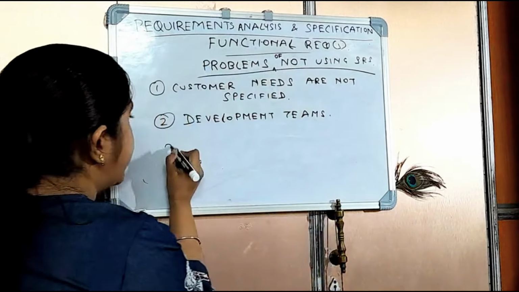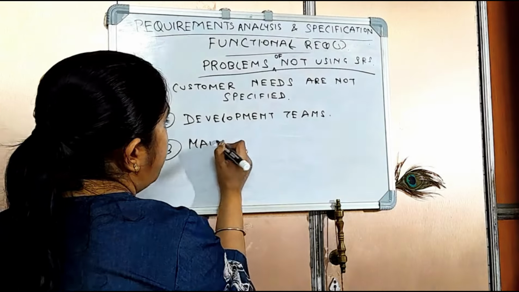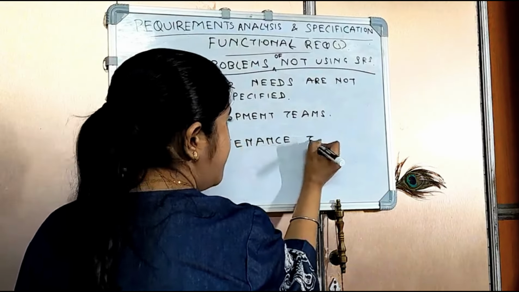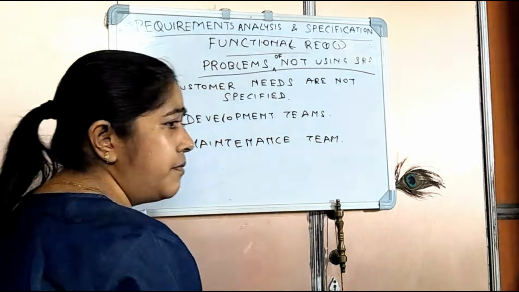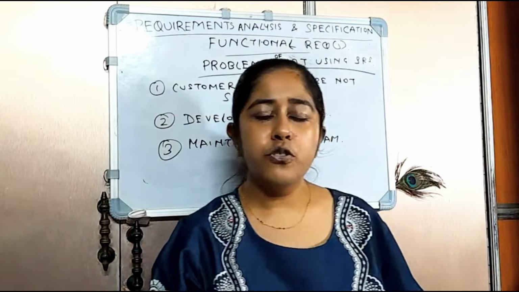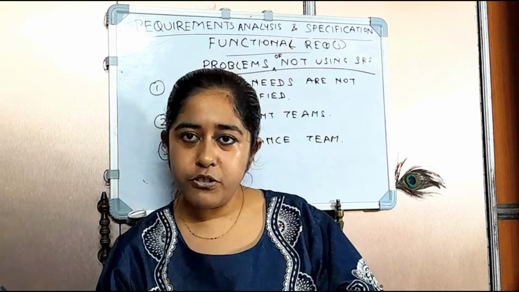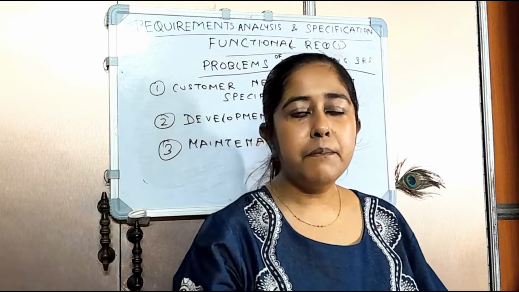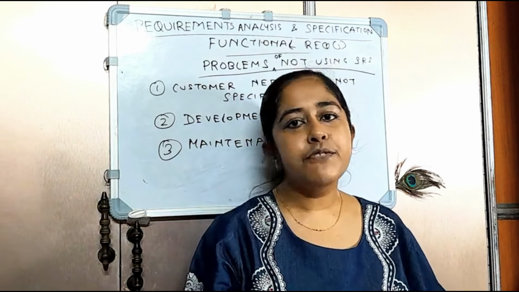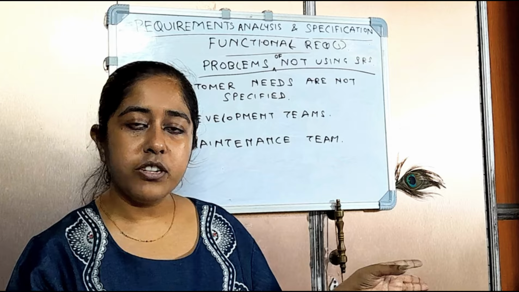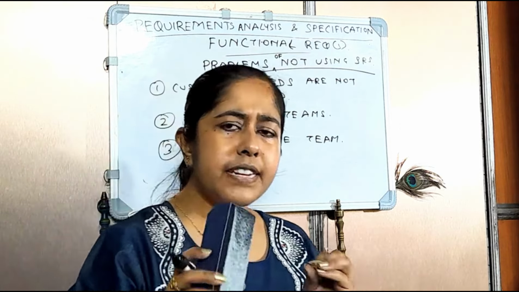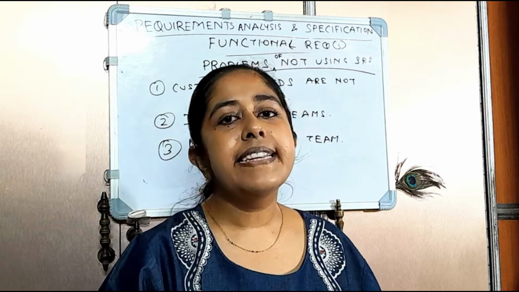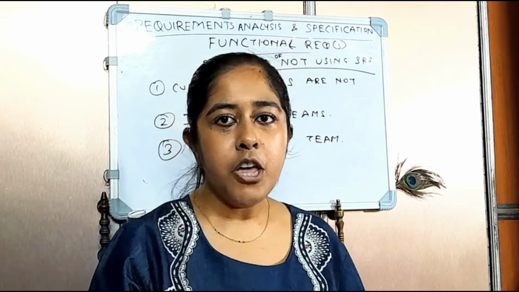And the third one is your maintenance team. After your system has been developed, they are going to maintain your system. If any error or fault comes, or maybe some updation or modification is needed in the future, then they are going to need this SRS document. If they have this document, they can easily see these things are there and we can easily do this.